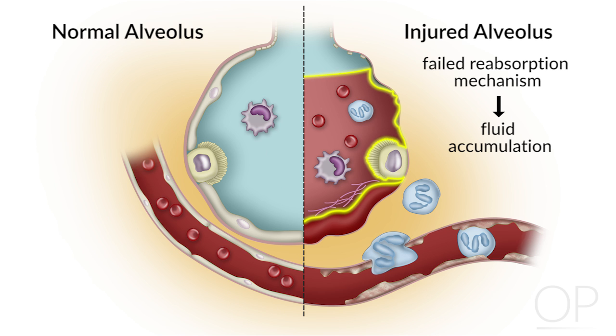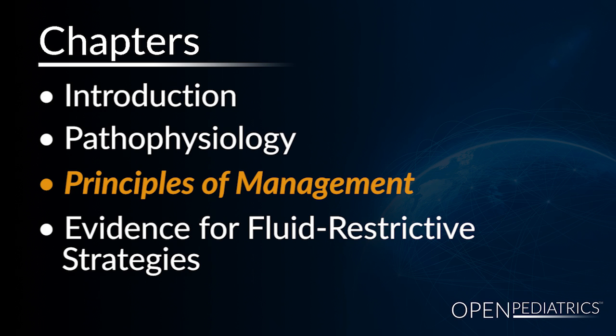Fluid then accumulates in the alveolar space when this protective mechanism fails, either by overwhelming the active reabsorption mechanism or actually injuring the capillary alveolar membrane. This increased fluid accumulation becomes secondary to this failed reabsorption mechanism and leads to pulmonary edema.